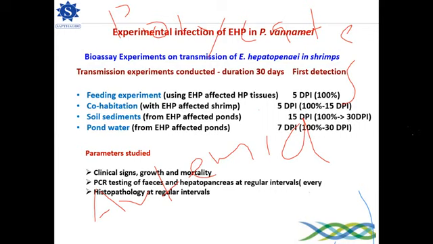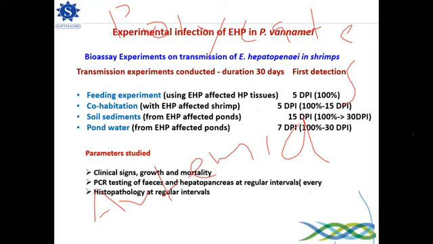So these experiment results suggest better treatment of soil, better treatment of the pond, and low stocking. If the pond has a higher stocking density, the cohabitation chance of getting EHP infected is higher. So it is better to have a low stocking density to control EHP.